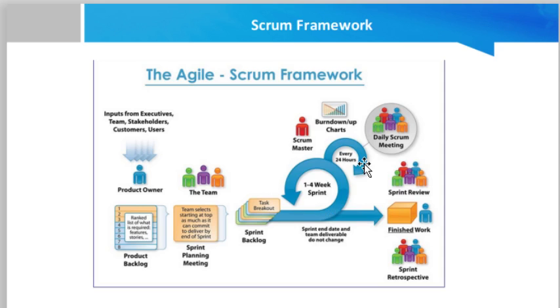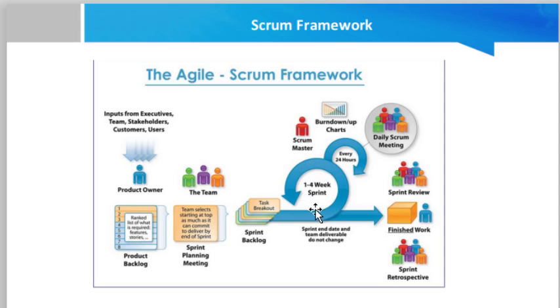The daily scrum meeting is a 15-minute meeting in which the team discusses which tasks have been done yesterday, what they are doing today, and what they are doing tomorrow. So basically it's a 15-minute stand-up meeting in which they discuss the high-level things and a high-level overview of the work.